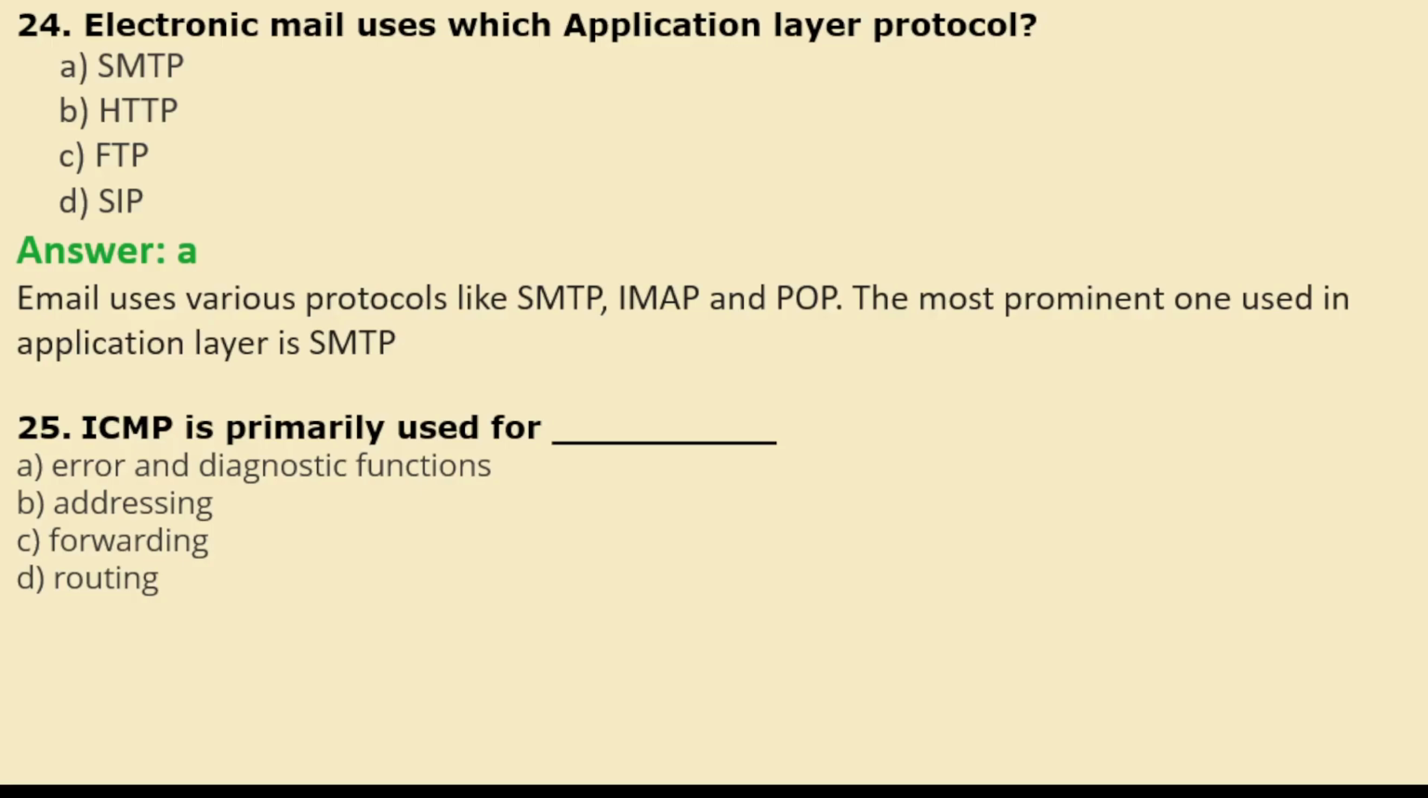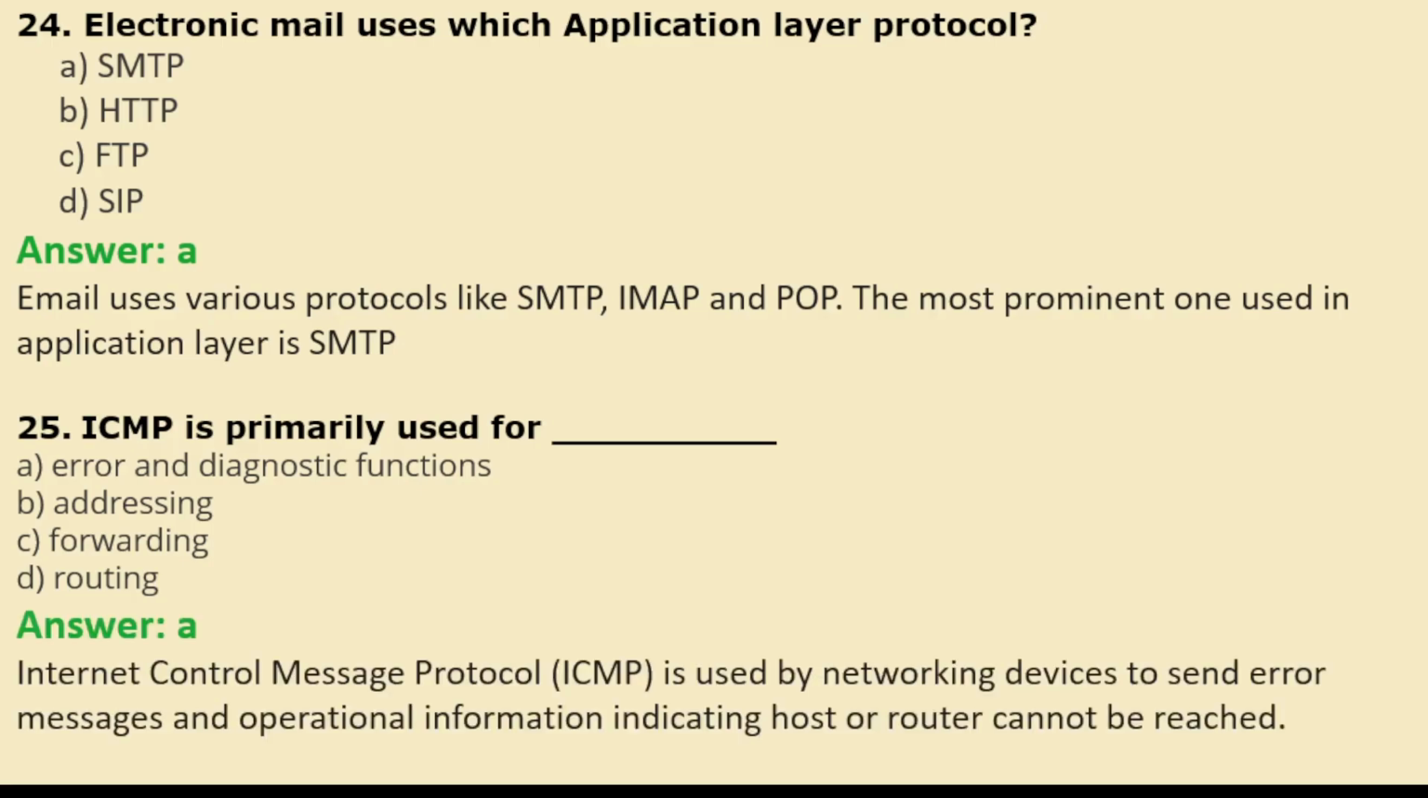Question number 25. ICMP is primarily used for A. Error and diagnostic functions, B. Addressing, C. Forwarding, D. Routing. The correct answer is A. Error and diagnostic functions. ICMP is Internet Control Message Protocol, which is used by networking devices to send error messages and operational information indicating host or router cannot be reached.